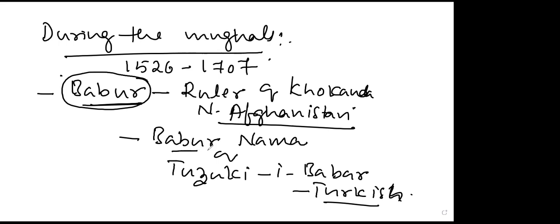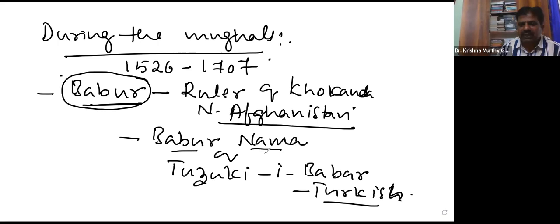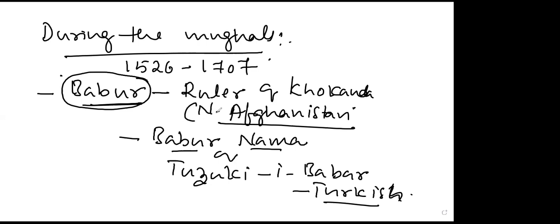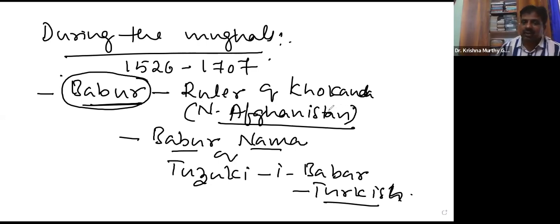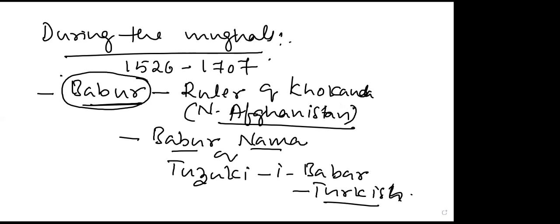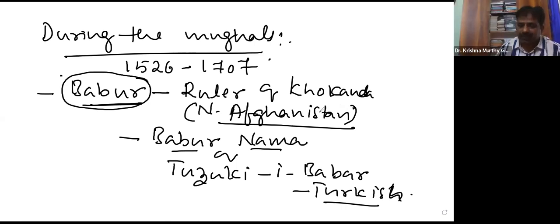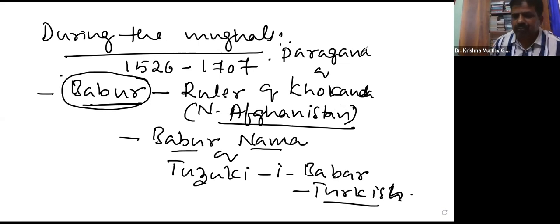So what did you write, sir? Ruler of what place, sir? Kokanda. Khokanda. Okay. I read that it was Kandahar, sir. That is wrong, sir. It means present Kandahar, but in those days, I'm talking about 1526, not the present regions. Before 1526, it was known as Kokanda or Pargana, a small republican state in those days.